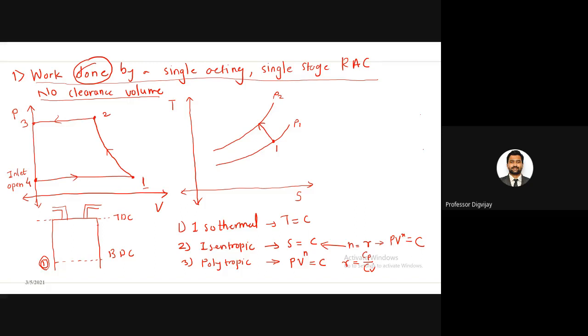You might have studied this in chapter number 1 in ATD, or you might already know it from your diploma knowledge. This gamma is the ratio of Cp by Cv. Cp is the specific heat at constant pressure, Cv is the specific heat at constant volume. In case of isothermal, temperature is constant, so simply you can write P1 V1 equal to P2 V2, which is a constant value. So here, the compression process 1 to 2 can be isothermal, isentropic, or polytropic.